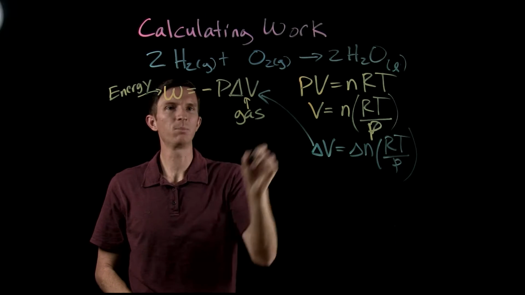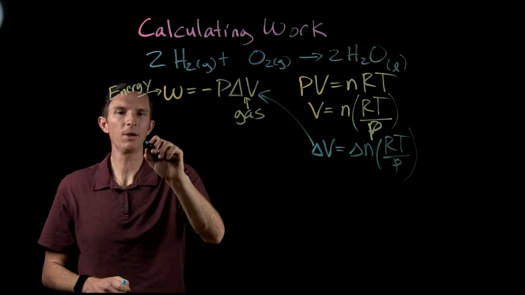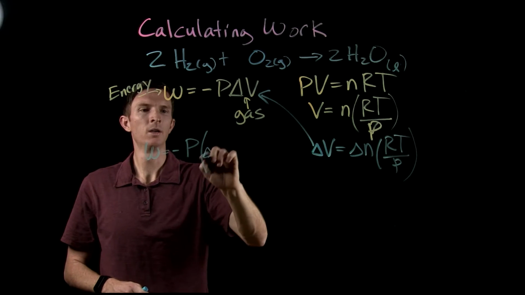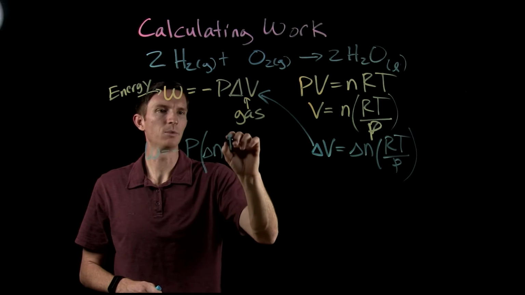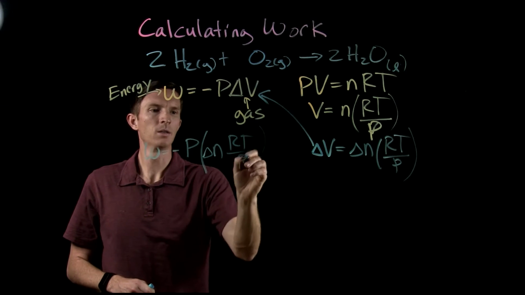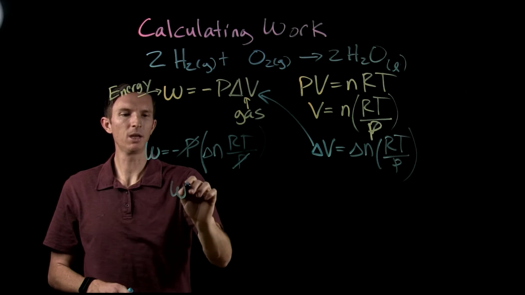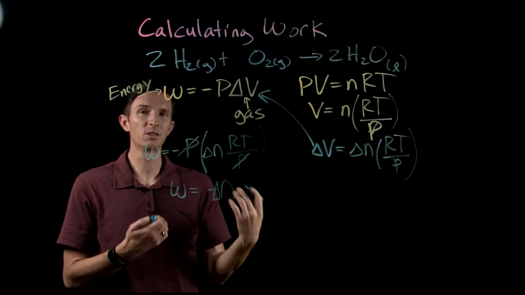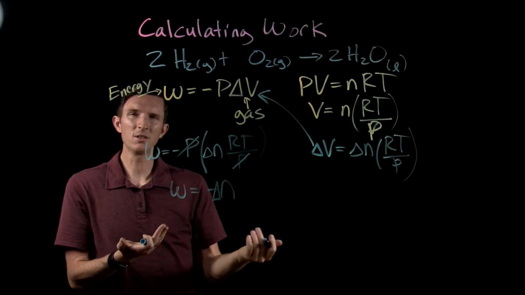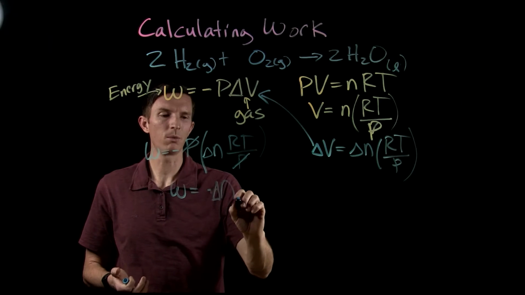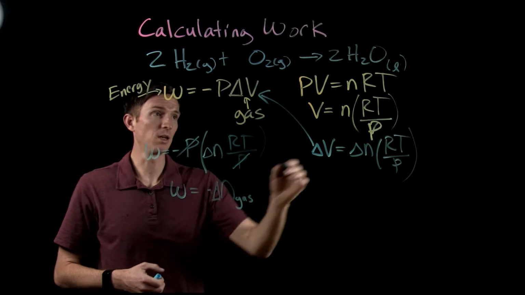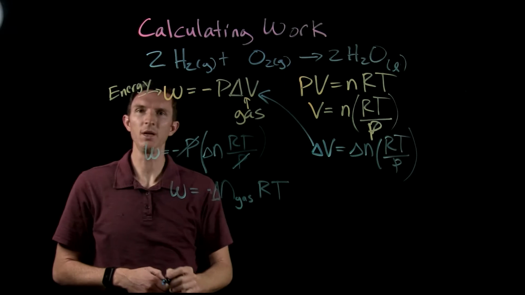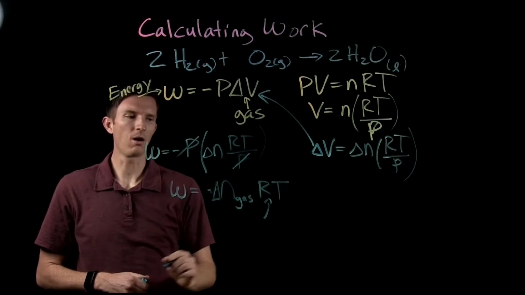Let's plug that into that relationship. So now we have work equals negative pressure, and I'm going to put this expression in here: change in number of moles times R times T over P. Now our pressure gets canceled out, and we end up with work equals negative change in number of moles. To be explicit so that we remember, this is the change in the number of moles of our gas molecules, because the ideal gas law only applies to gases. And then that would be times R times T. So we go back to our R value.